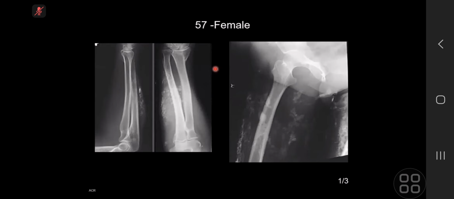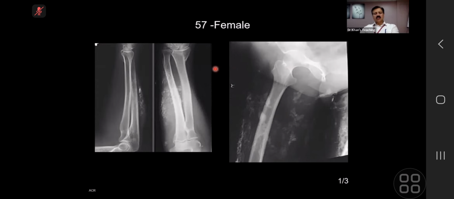bone. Last few films of the day, and then we are finished. What do you think this is? These are radiographs of the forearm and right femur of a 57-year-old female. In both the visualized limbs, there's extensive soft tissue calcification in the myofascial planes. I think this is likely to be secondary to myositis given the distribution.